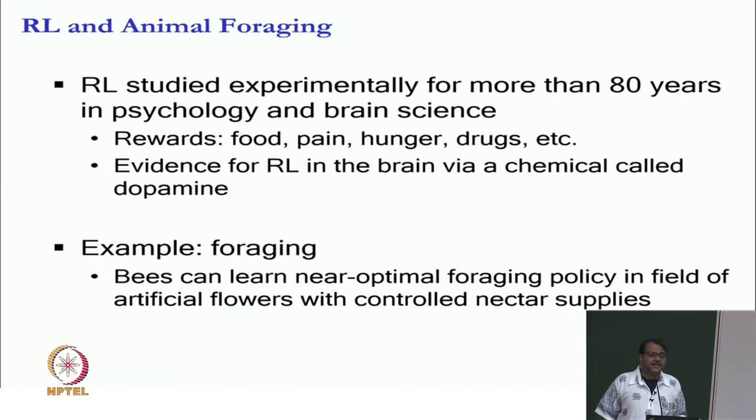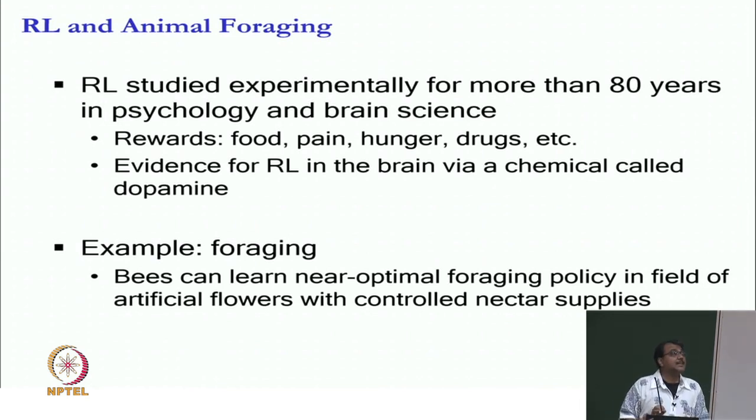And not surprisingly, RL has had a lot of connection with psychology and brain science. RL has been studied experimentally for more than 80 years in these fields: behavioral psychology, brain science, how animals take an action, how humans take an action. They have defined rewards like food, pain, hunger, drugs. So, food would be positive reward, hunger would be negative reward, pain is negative reward. Some kind of drugs which give a certain kind of chemical response to your brain will also be reward.